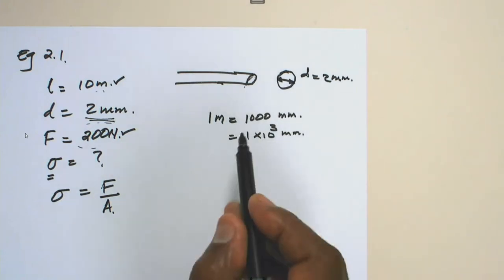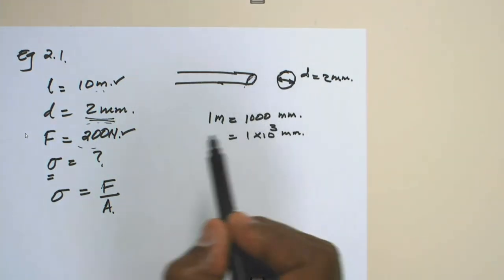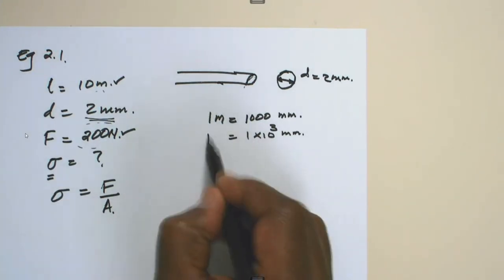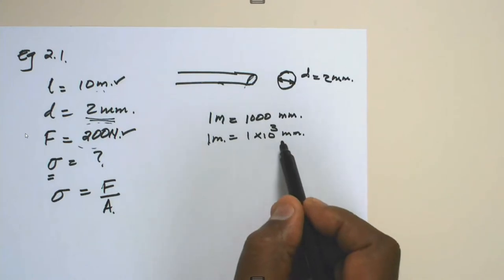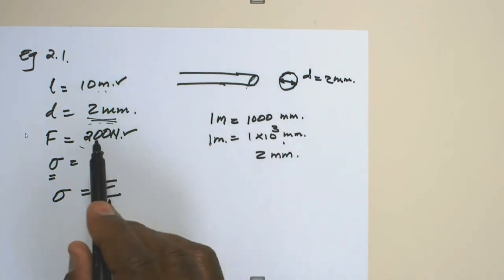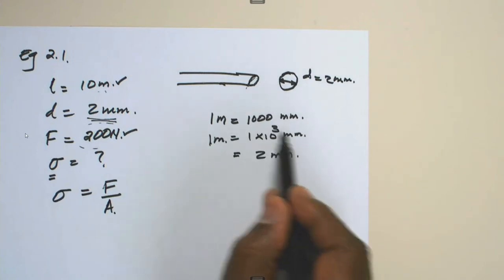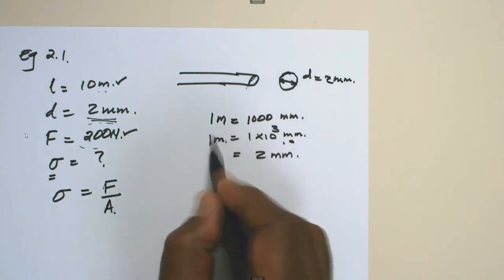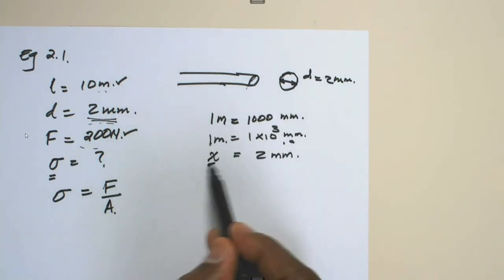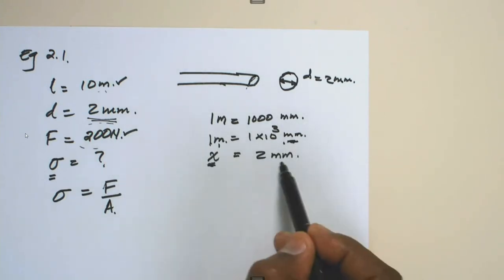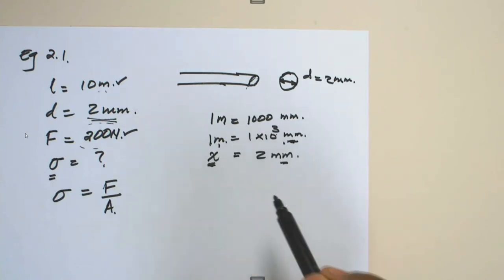So we want to change the millimeters to meters. So this is our conversion factor. 1 meter is equal to 1,000 millimeters. So we have 2 millimeters. And remember, that is the diameter. But we want to change this diameter, to change the millimeters into meters. So notice that our x this time is on the side of meters. On the side of millimeters, we have the same units.